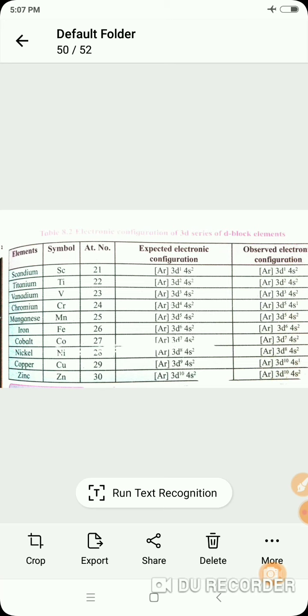The next element is copper. The symbol for copper is Cu, having atomic number 29. There is also a difference between its expected and observed electronic configuration. The expected electronic configuration of copper is 3d9 4s2 and the observed electronic configuration is 3d10 4s1, and the reason is extra stability. So chromium and copper show exceptional electronic configuration.